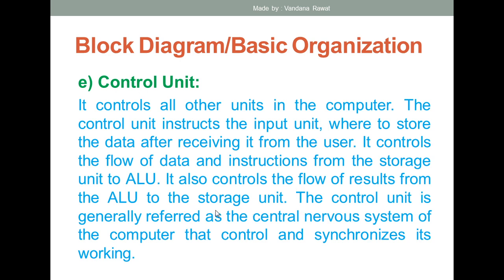And the control unit is generally referred to as the central nervous system. So this point is important, that the control unit works like the central nervous system of the computer that controls and synchronizes its working. So the control unit plays one important role within the computer system, because all the transmission is done with the help of the control unit. So this is one of the most important units within the computer system.